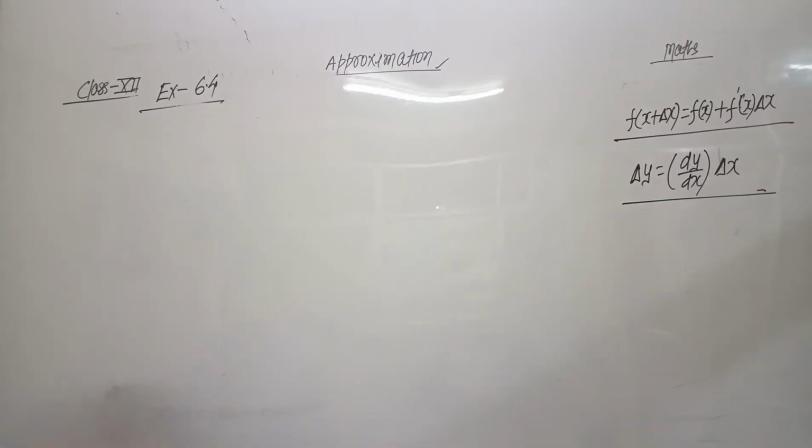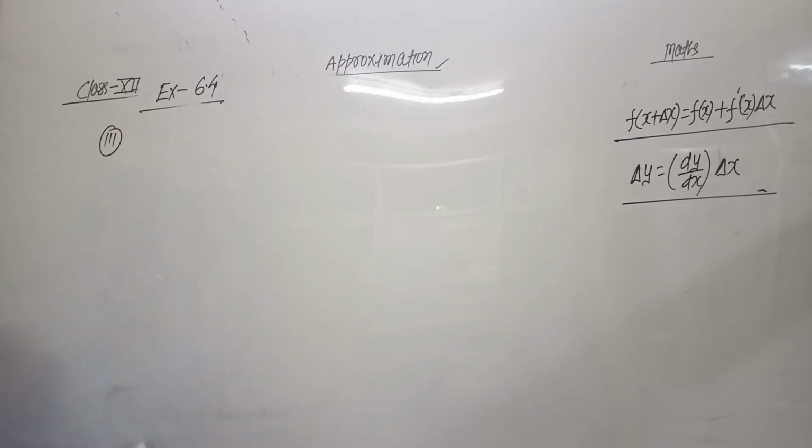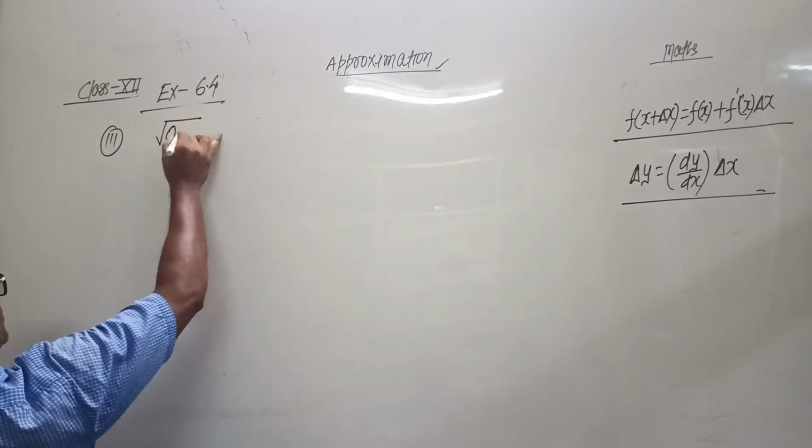So we continue exercise 6.4 and we'll see question number third part of question number first. This is 0.6 under root of 0.6.